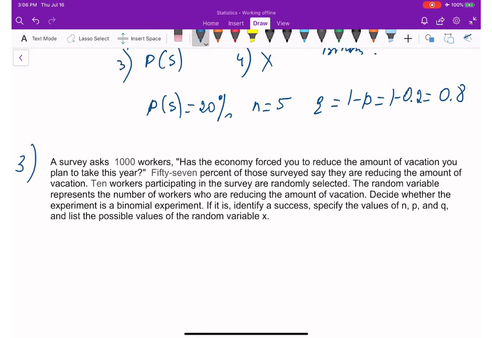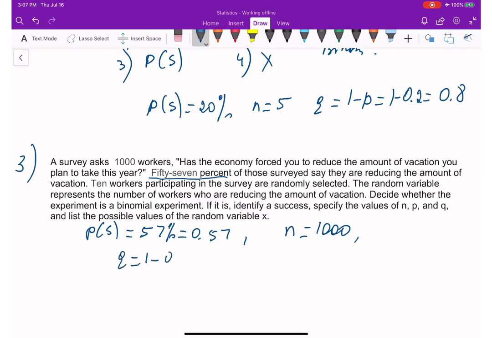A survey asked 1,000 workers, has the economy forced you to reduce the amount of vacation you plan to take this year? 55%, I'm sorry, 57% of those surveyed said they reduced. That's the probability of success, which is 0.57. Then N, total surveyed, is 1,000. Then Q is going to be equal to 1 minus 0.57, right? It will be 0.43.